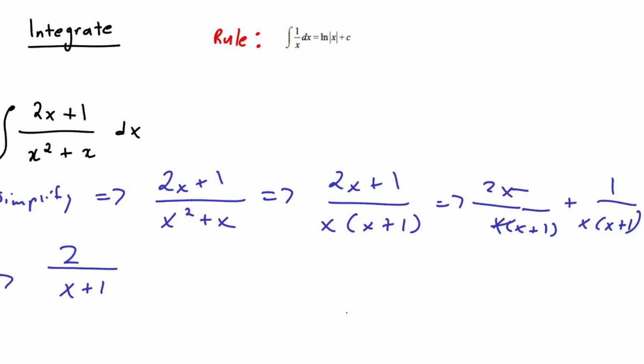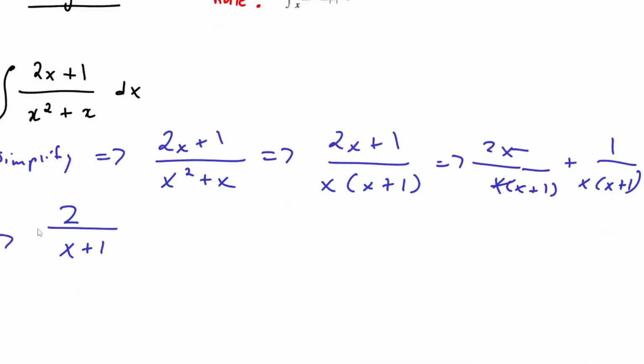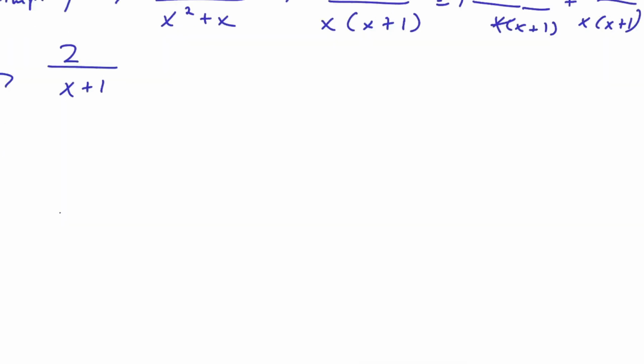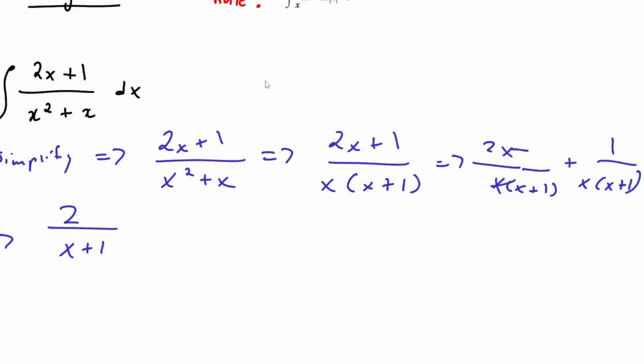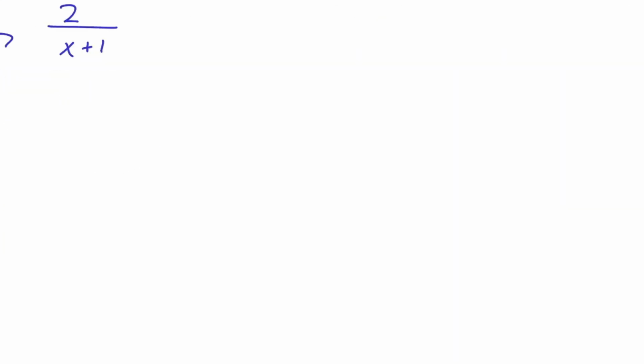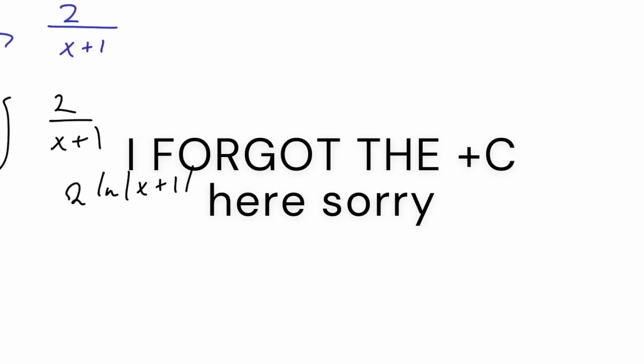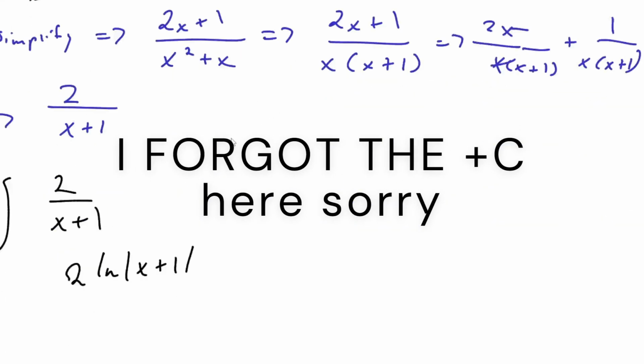So let's integrate that first. I'd like to get this easy one out of the way. According to the rule that the integral of 1 over x dx is the natural log of the absolute value of x plus c, the integral of 2 over (x plus 1) is going to be equal to 2 natural log of (x plus 1). That should be pretty clear from this rule.